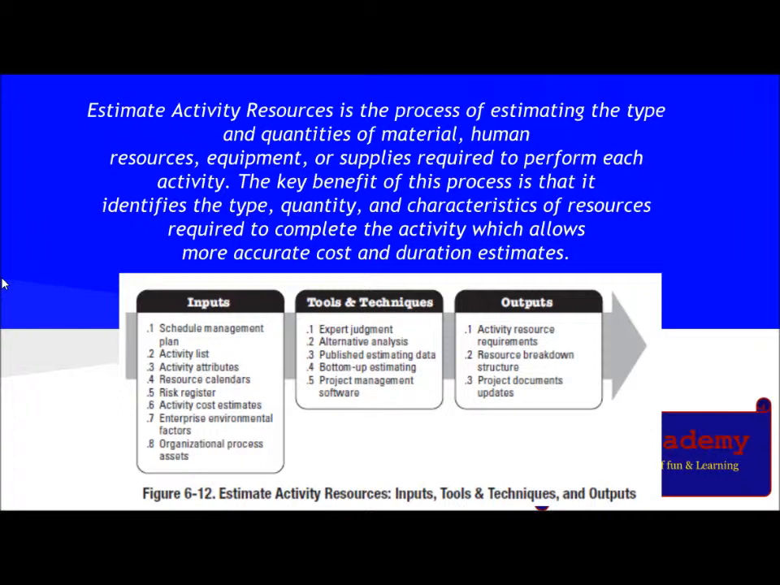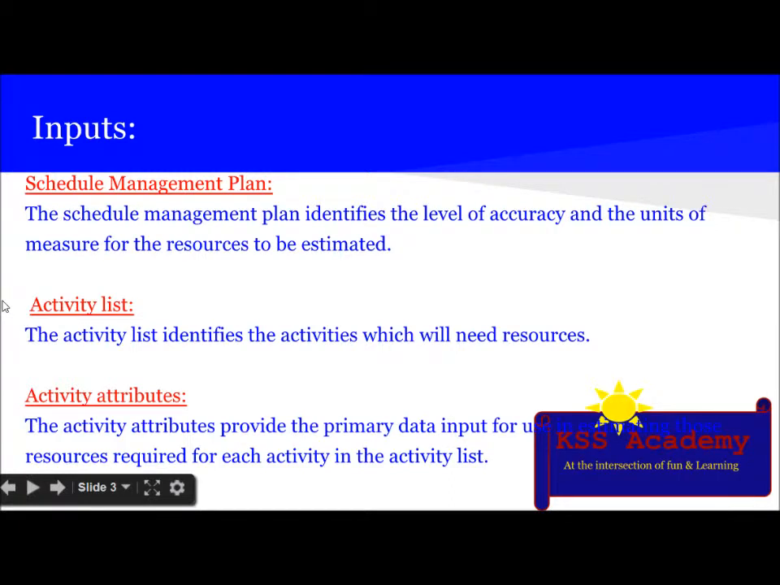The inputs required are schedule management plan, activity list, activity attributes, resource calendars, risk register, activity cost estimate, enterprise environmental factors, organizational process asset. The tools and techniques involved are expert judgment, alternative analysis, published estimate data, bottom-up estimating, project management software, and output is activity resource requirement, resource breakdown structure, and project document updates. So let's see inputs one by one.